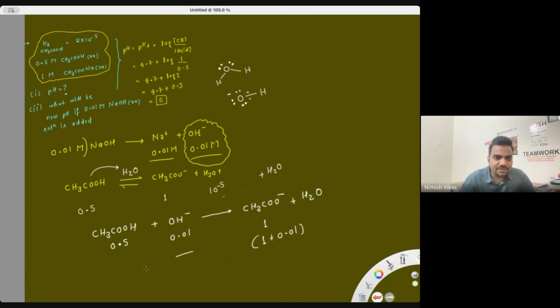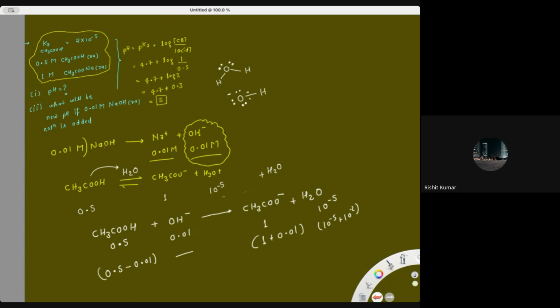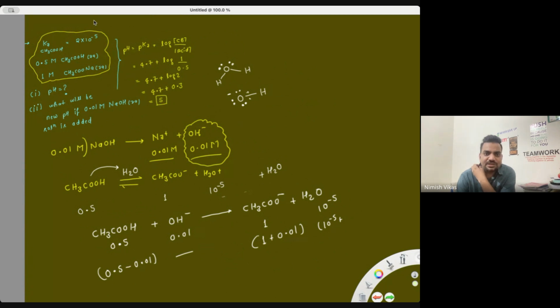Let me write this thing if this is confusing you, like this: 0.5 minus 0.01. This has gone, and the hydronium ion concentration, which was 10 to the power minus 5 earlier, now became 10 to the power minus 5 plus 0.01, which is 10 to the power minus 2. So no OH minus will be left. OH minus ion is a very strong base. It will take H plus from all the acetic acid. Sorry, that was water, okay? It was not hydronium ion. Hydronium ion was 10 to the power minus 5 earlier. Then simply water will be generated, 0.01.